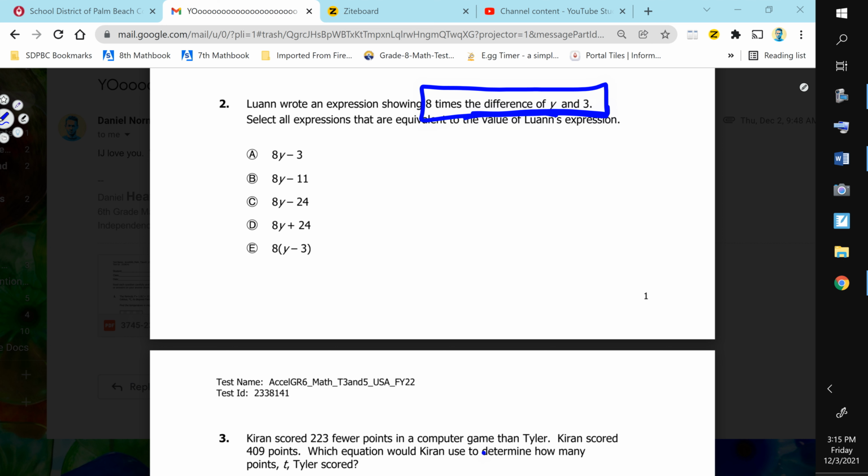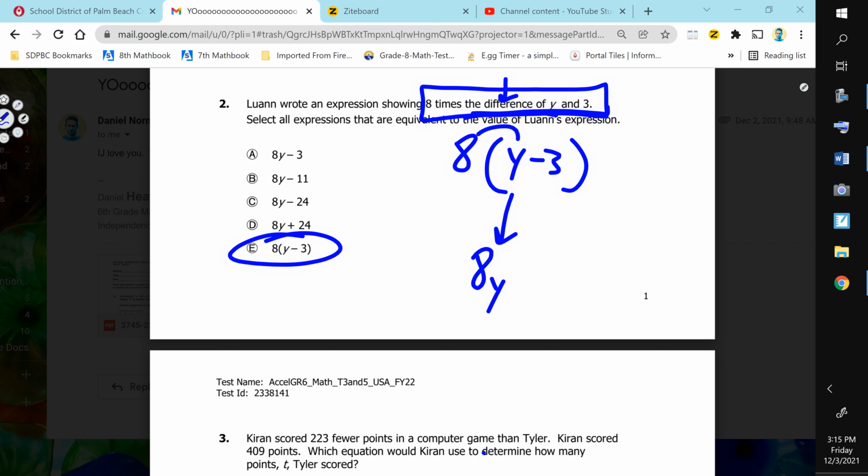The difference means you subtract, so it's going to be y minus 3, and it's 8 times that. So that's one way of doing it. Here's the other way. Distributing, bring the minus down. That's the other answer. C and E are the answers for that.